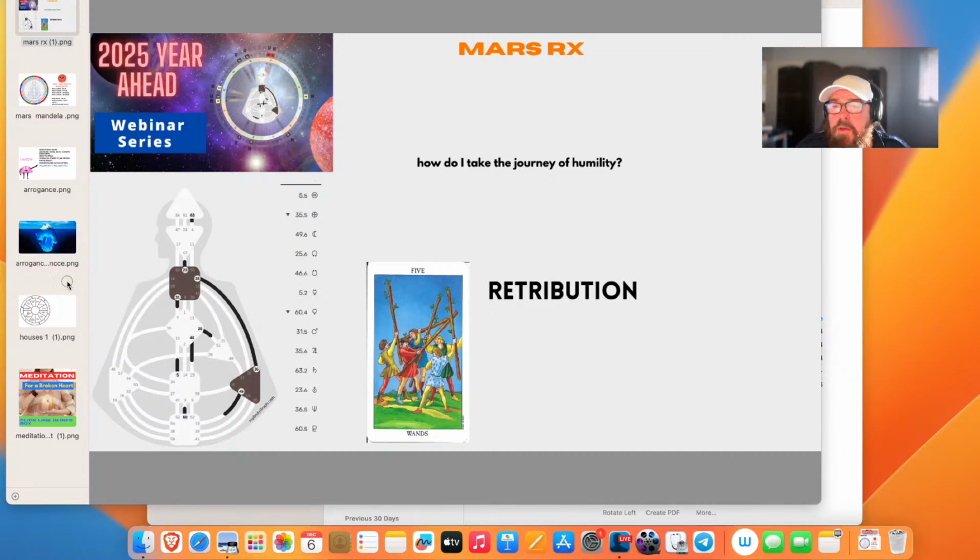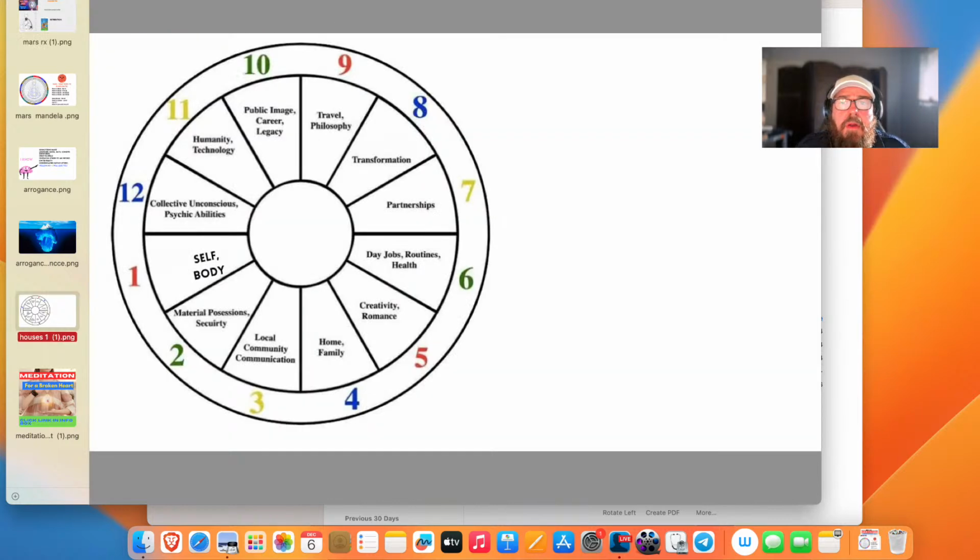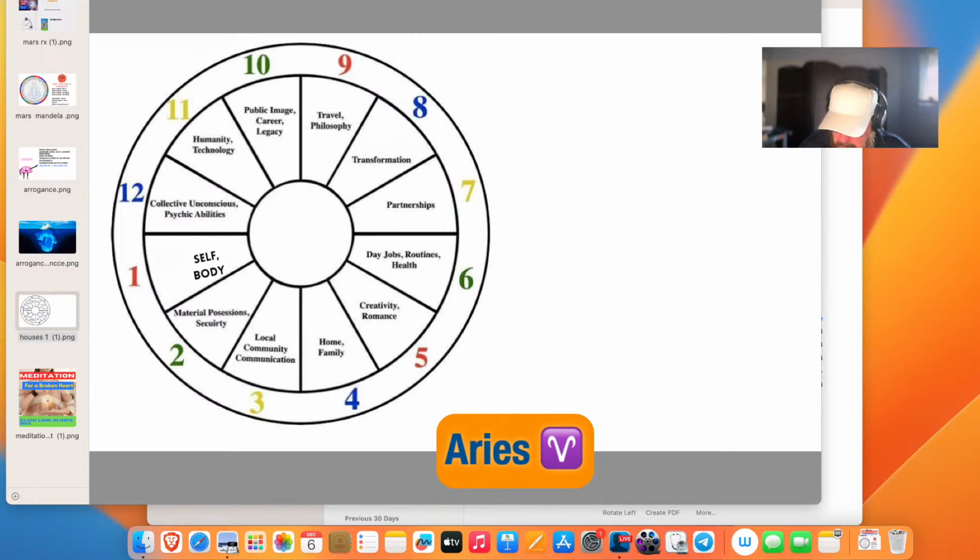So the place where you want to look, you want to look at the houses here. There we go. Right, so we're going to look at this. And let me just get my overlays. Okay, so we're going to do this really, really quickly. So in terms of Mars retrograde, it's going to bring up unresolved issues about you standing up for yourself, your use of anger, how you use anger.